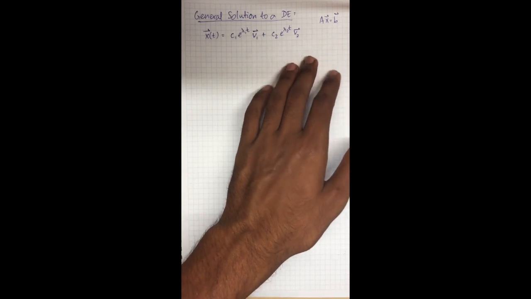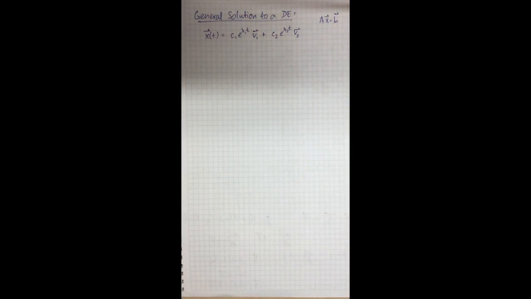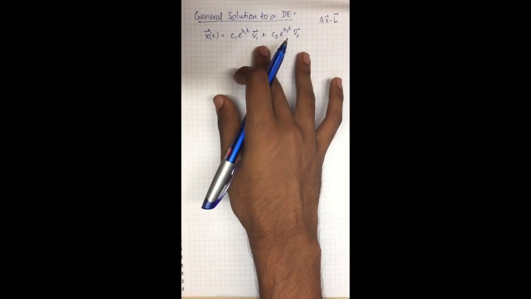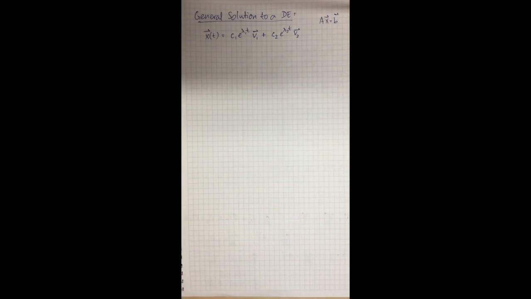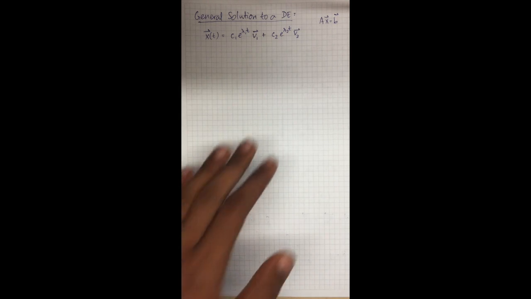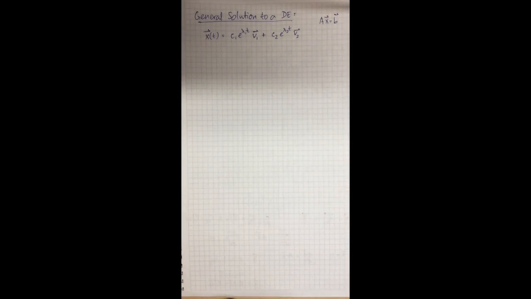Remember, this goes on until cn e to the lambda n t times vn. I'm stopping here because it was only a 2 by 2 matrix, so we had only 2 eigenvectors. So that's why we stop here for the time. So c1 and c2 are just any constants.